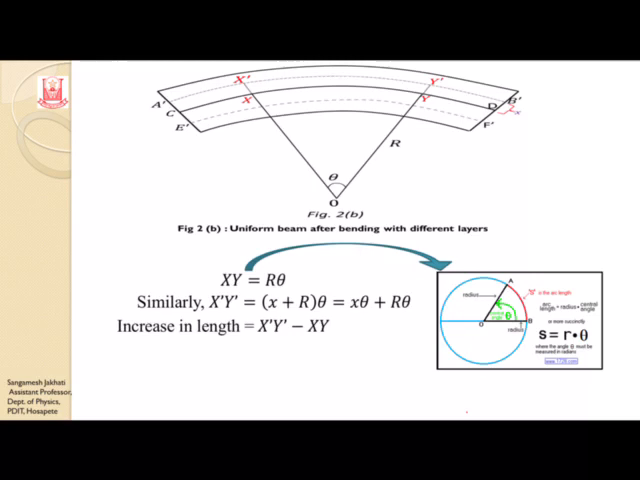If you substitute the corresponding values of x dash y dash and xy, x dash y dash is x theta plus r theta and xy is r theta. So plus r theta minus r theta get cancelled out, since they have opposite signs, the sum is 0. We are left with only x theta. So the change in length, or increase in the length, that we got is x theta. This much increase in length happened in the upper surface of the layer.